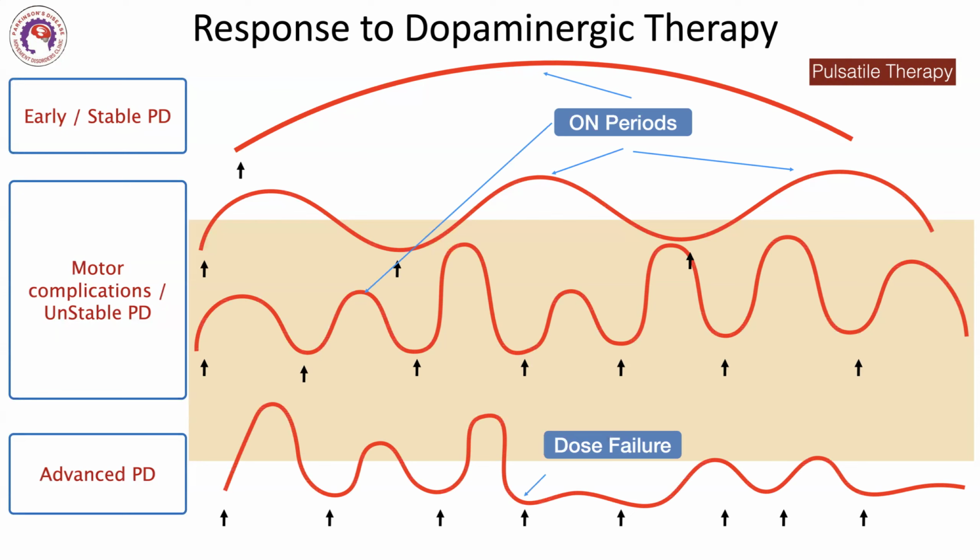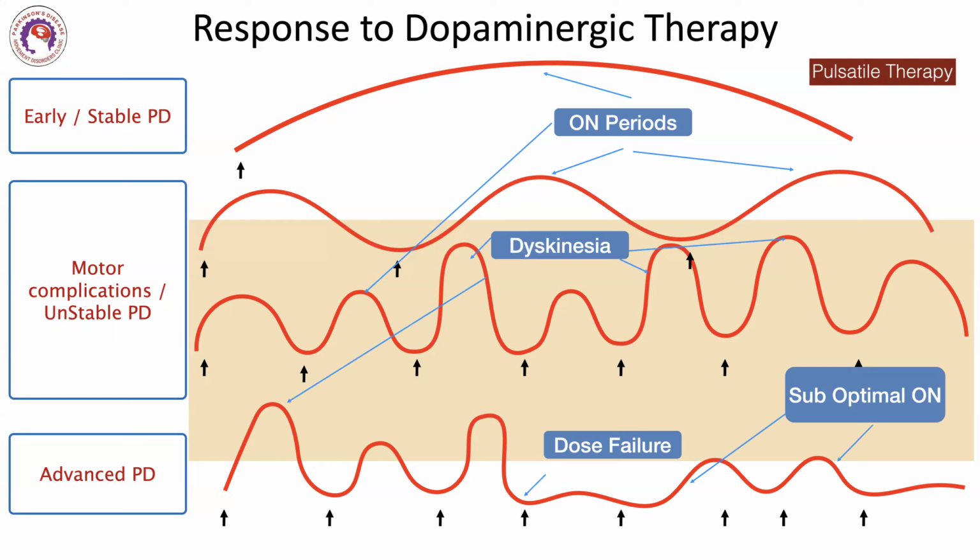As time goes, these responses become more erratic. Initially, they are very predictable, with a smooth sinusoidal curve of on and off. Then it becomes rougher waves where sometimes you have dose failures and suboptimal on, meaning the medication does not give the effect it gave with every dose. Sometimes you take medications and you have dyskinesia, that is excess movement because of the medications. These are the different phases you start noticing, and you have offs. This is what we call motor complications, or unstable response.